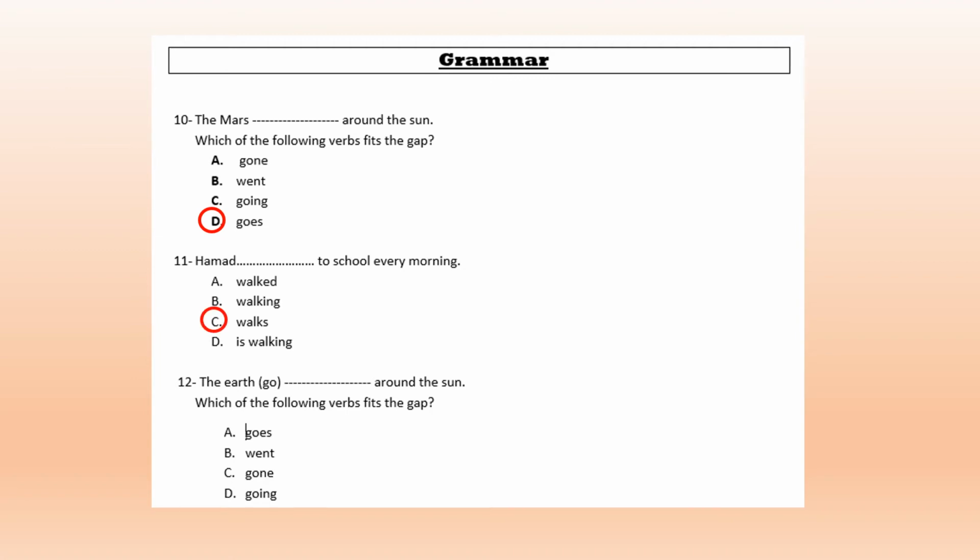The Earth, our planet, space around the sun. Which of the following verbs fits the gap? Goes, went, gone, or going. The correct answer is goes, of course.